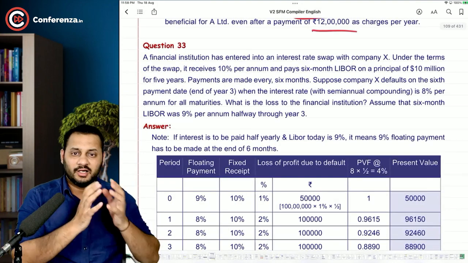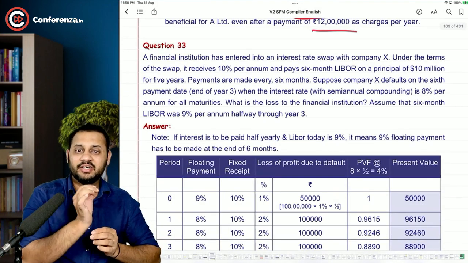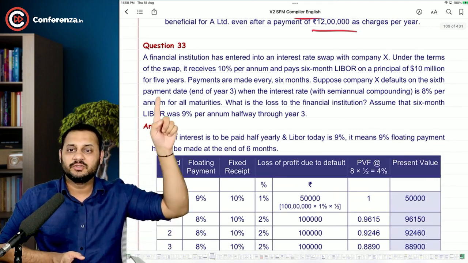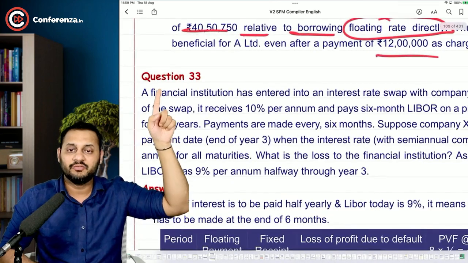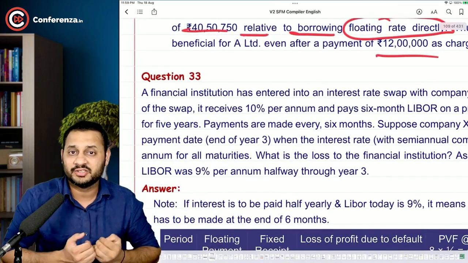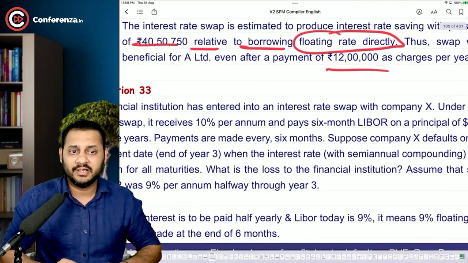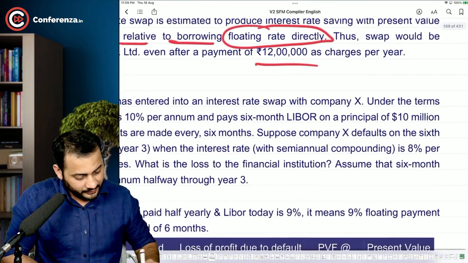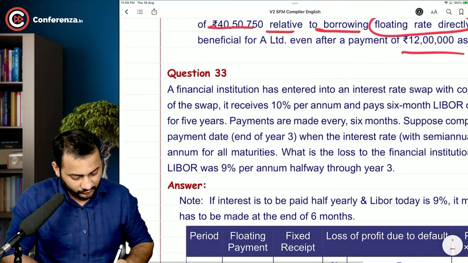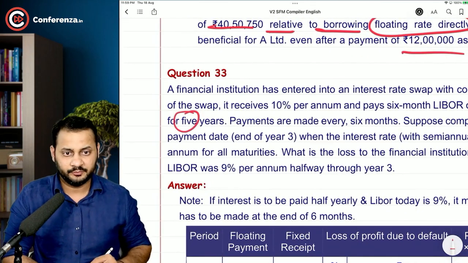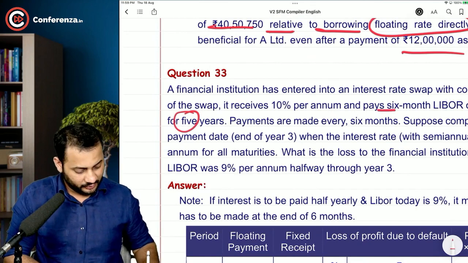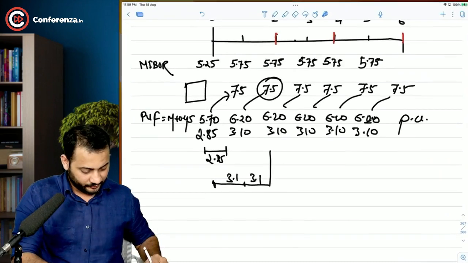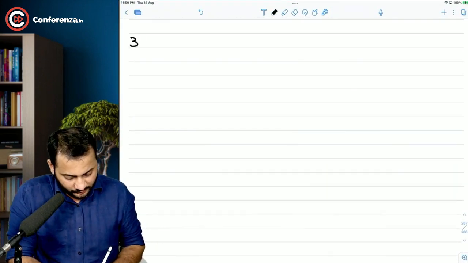Let's have a look. A financial institution has entered into an interest rate swap with a company X. Under the terms of the swap, it receives who? The financial institution is going to receive 10% per annum fixed and pays a 6-month LIBOR, on a principal of $10 million for 5 years. Payments are made every 6 months. So please understand till this point. It's very necessary, important.